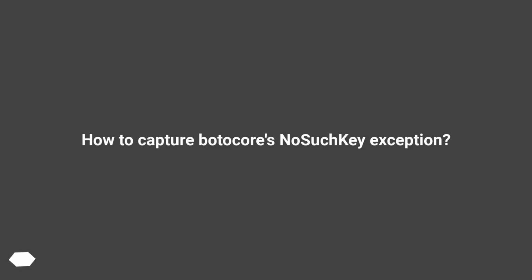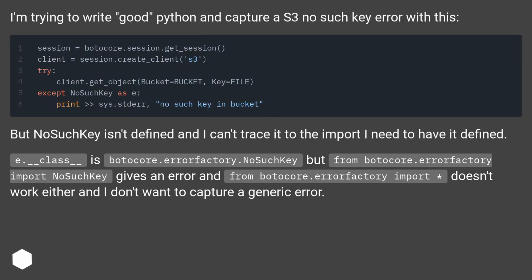How to capture botocore's NoSuchKey exception? I'm trying to write good Python and capture an S3 NoSuchKey error with this. But NoSuchKey isn't defined and I can't trace it to the import I need to have it defined.